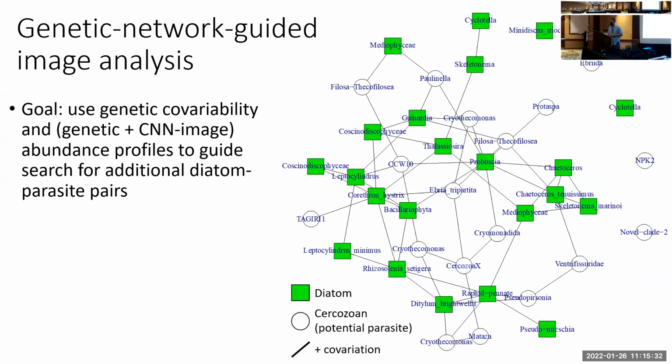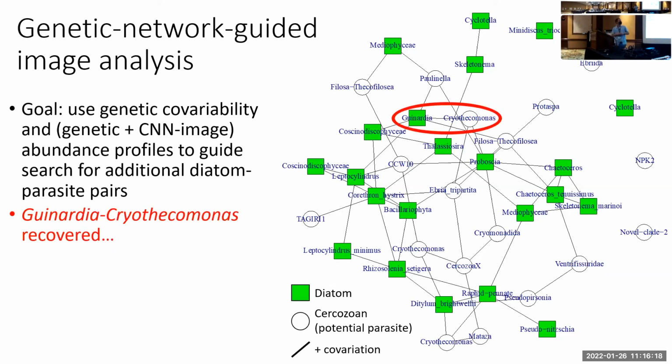One way we're trying to do that is through the use of these genetic covariation networks, with the idea being maybe we can use the genetics to guide manual analyses to search for additional interacting hosts and parasites. You're looking at a covariation network here on the left, where each of those green squares is a genetically distinct diatom species, and each of the circles is a genetically distinct cercozoan species. Cercozoans are the lineage that our model parasite comes from, so it seemed like a logical place to start.